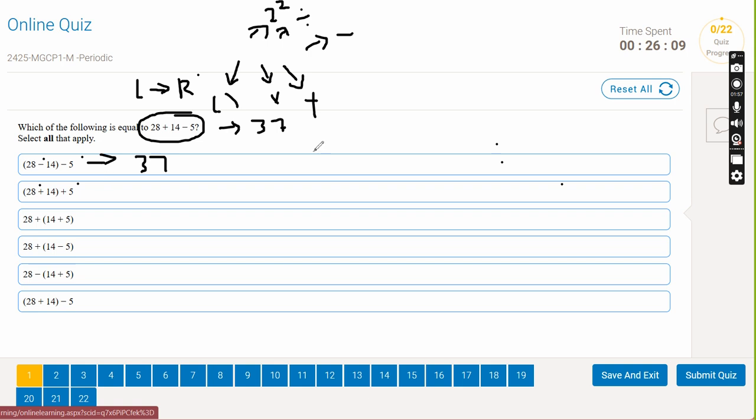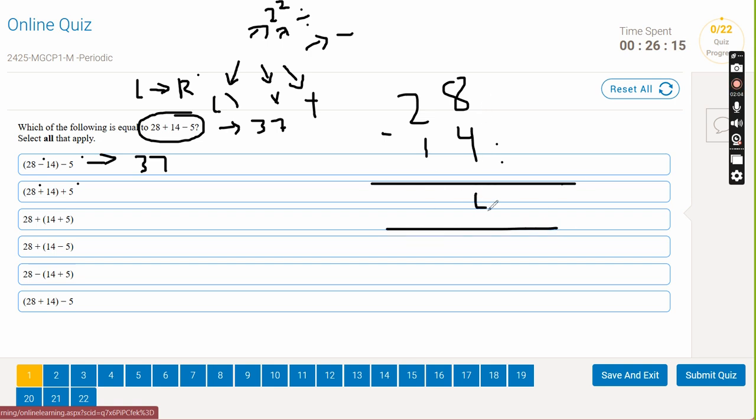So let's start. The first one, 28 minus 14. 8 minus 4 is 4. 2 minus 1 is 1. 14. So 14 minus 5. Again, remember, I will do what's in the parentheses first, and then I will be getting 14 in the first one and minus 5. I can take it out of the parentheses. Now what will I do? Solve it from left to right. So 14 minus 5 is 9. There you go. The first one you get 9.